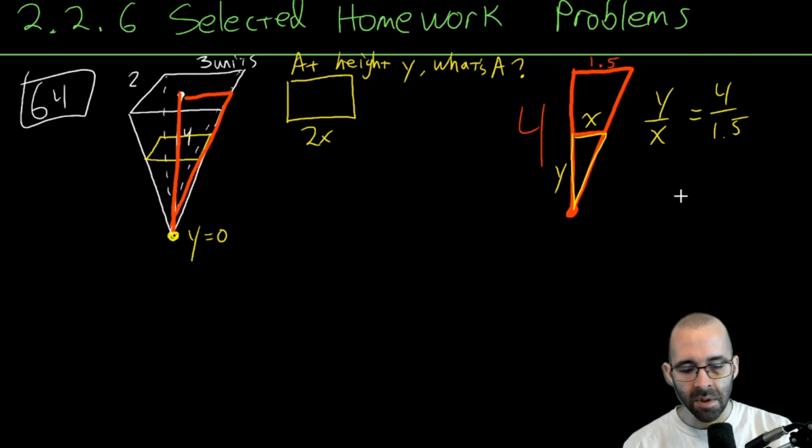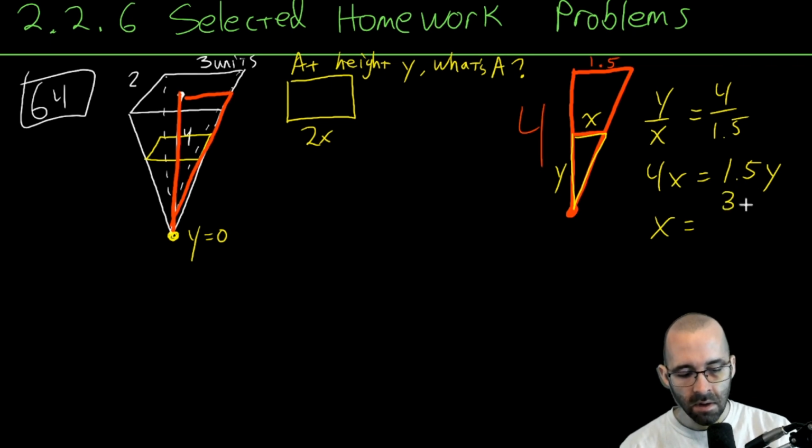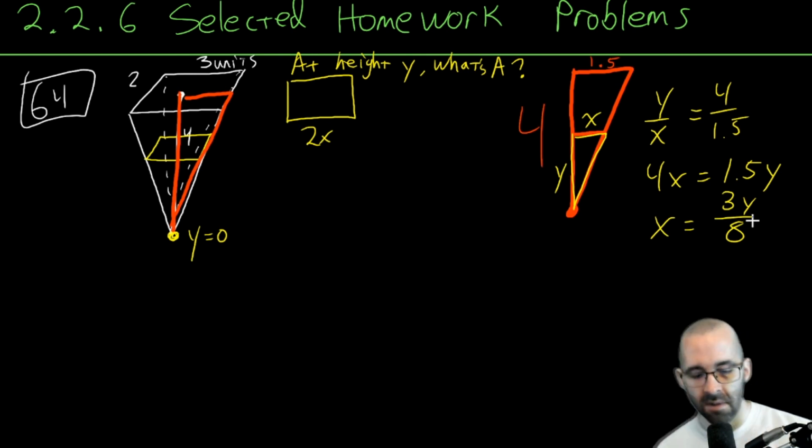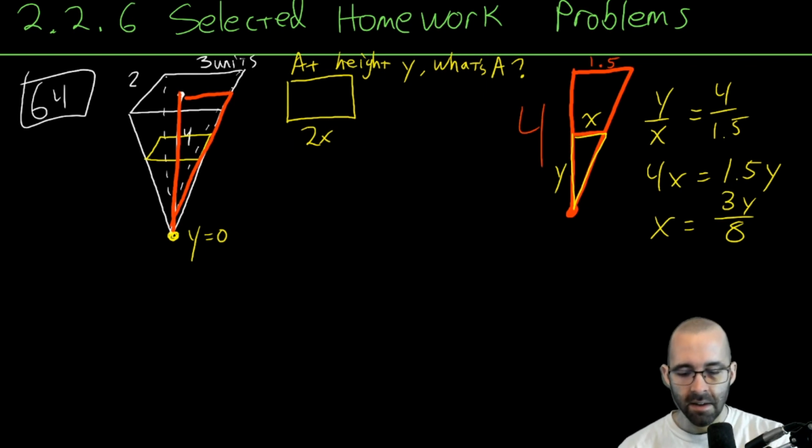At any height, what is x? 4x equals 1.5y. x is 3/2 y over 4. 3/2 over 4 is 3/8. So this guy over here is just going to be double that. So 3y over 4.